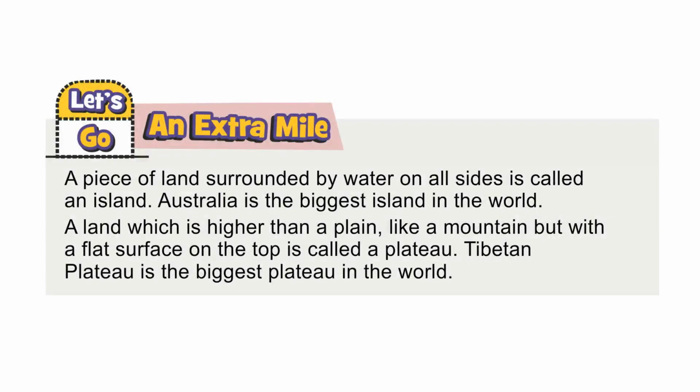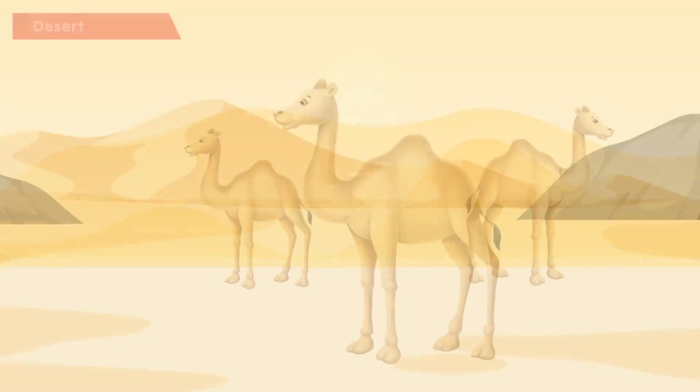Let's go an extra mile. A piece of land surrounded by water on all sides is called an island. Australia is the biggest island in the world. A land which is higher than a plain, like a mountain but with a flat surface on the top, is called a plateau. Tibetan Plateau is the biggest plateau in the world.